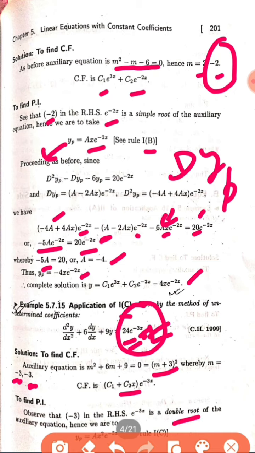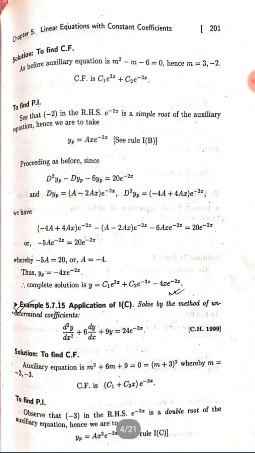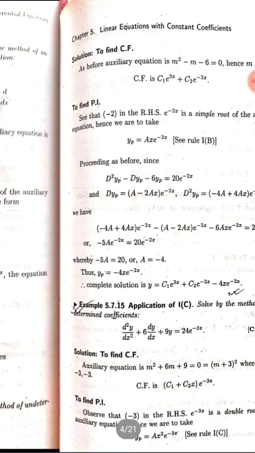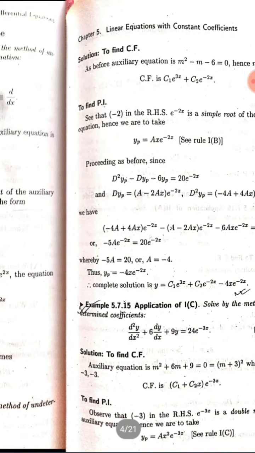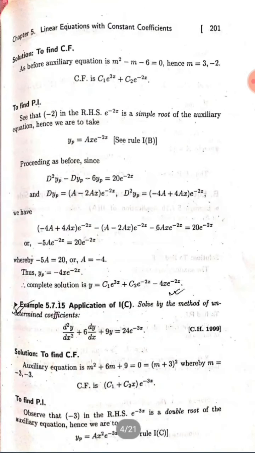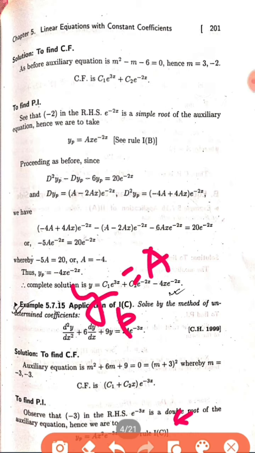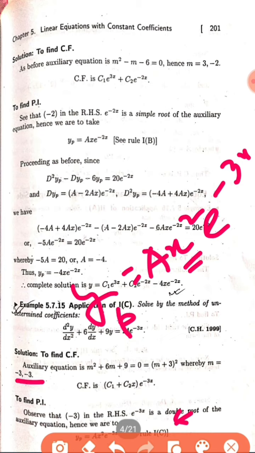Okay, so by application of 1c, you have to write yp equals a x square e to the power minus 3x. Here you can see yp equals a x square e to the power minus 3x. This is the change. Here we have to take x square, as minus 3 is repeated two times, and minus 3 is also available in the power of e on the right hand side.